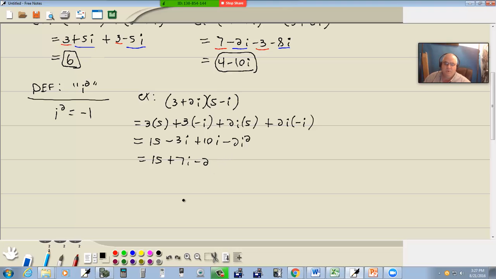And we don't want an i squared. That's not standard form. But remember, we just said that i squared is equal to negative 1. So I can replace the i squared in this problem with a negative 1. So that gives us 15 plus 7i. Negative 2 times negative 1 is positive 2. 15 plus 2 is 17. So we end up with 17 plus 7i.